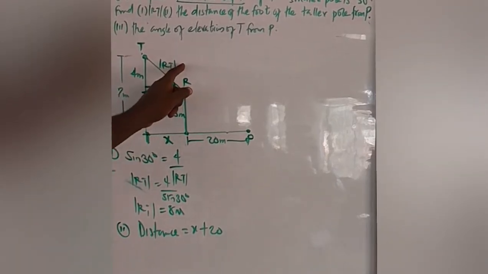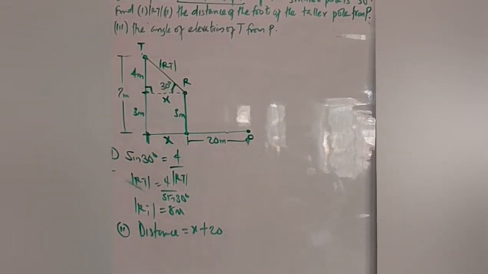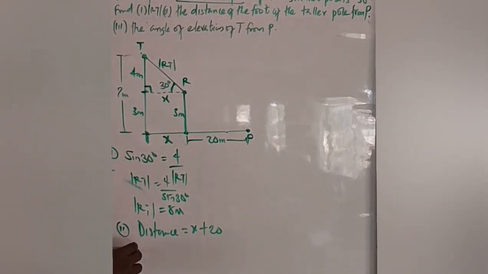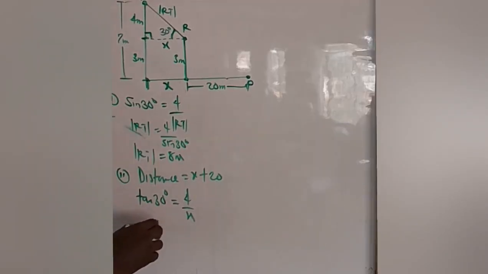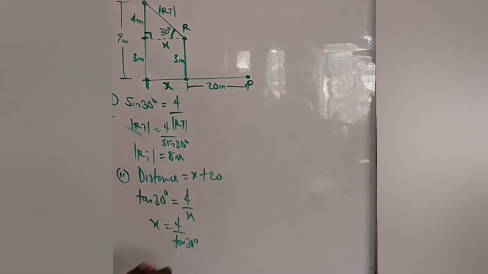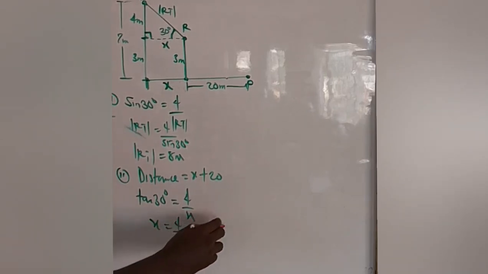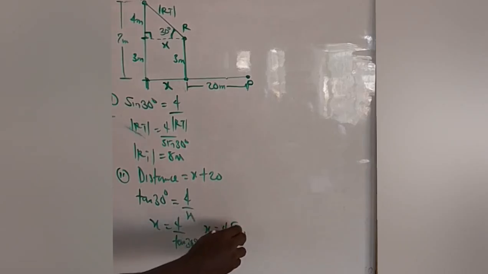RT is already 8. We can actually use Pythagoras theorem here, or we can apply the trig ratio. This is opposite, we can call this the adjacent. So in this case, we can use tan. Tan 30 is the opposite 4 over adjacent. From here, it means x equals 4 over tan 30. From here, x equals the short form 4 root 3 meters.